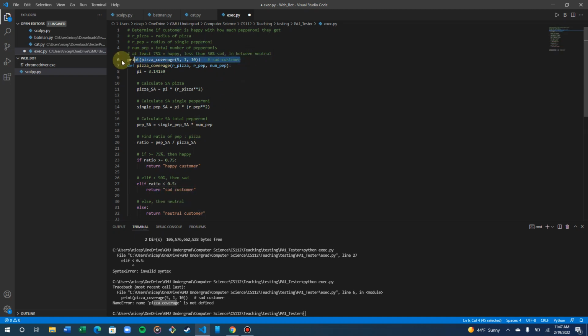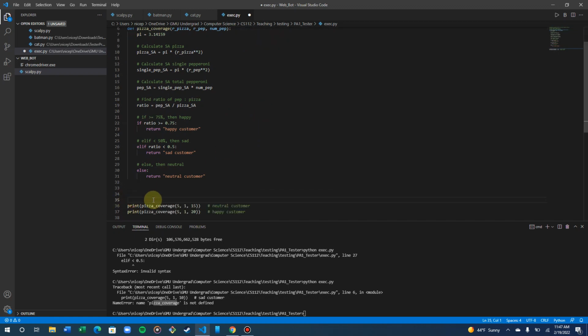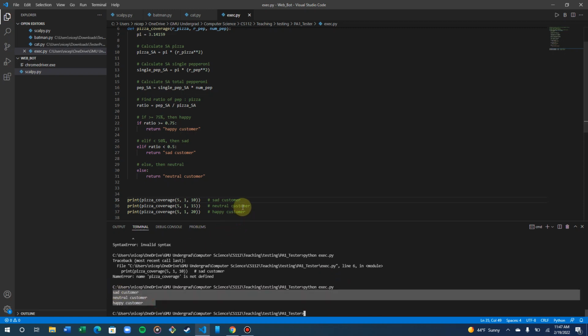That is why you need to call it after you've actually done the definition. So here we go. I'm going to hit S for save. I'm going to run it again, and boom, I got the expected outputs.